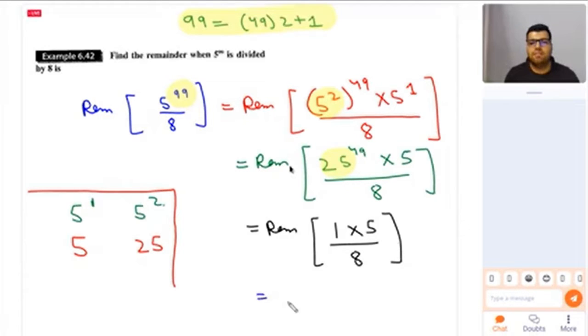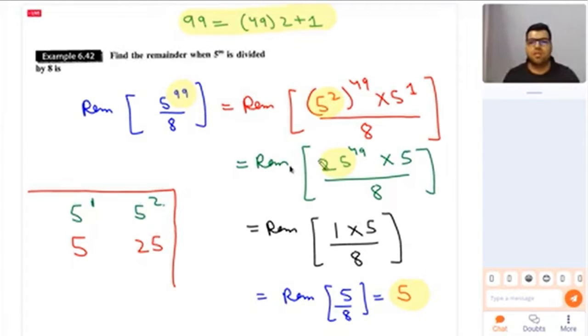REM 5 by 8, which is equal to 5. So simply answer is 5. So students, this is the basic thing. If you are seeing this video and having some problems, then go with the part 1 of remainders. Okay, so then you will be able to do this stuff easily.